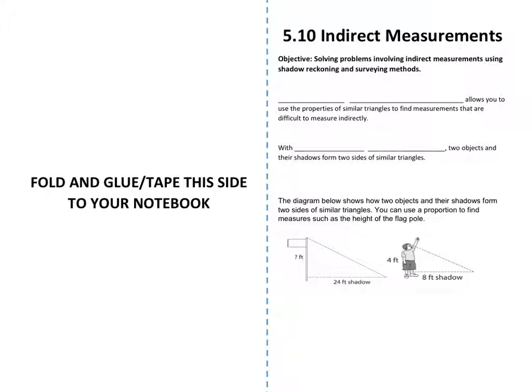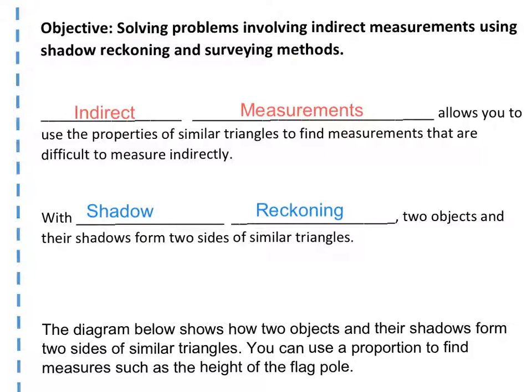Hi class, today we're looking at Chapter 5, Lesson 10, Indirect Measurements. Our objective is solving problems involving indirect measurements using shadow reckoning and surveying methods.